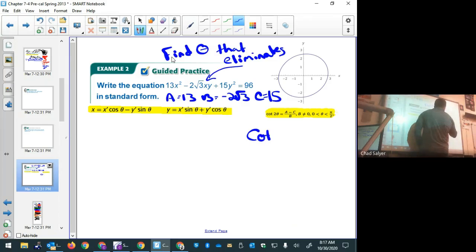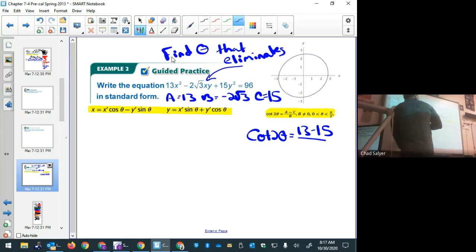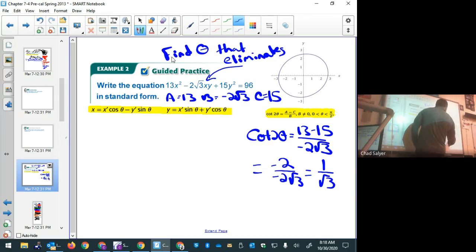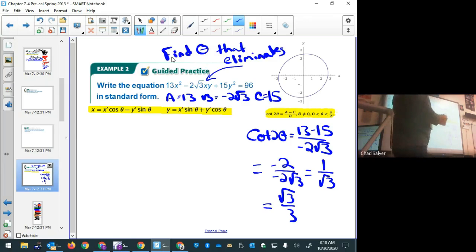So cotangent of 2 theta equals A minus C over B. So that's 13 minus 15 over negative 2 times the square root of 3. And so that's negative 2 over negative 2 times the square root of 3, or just 1 over the square root of 3, or radical 3 over 3.